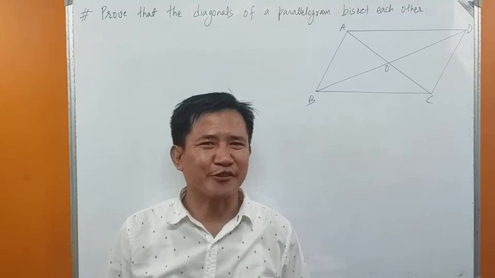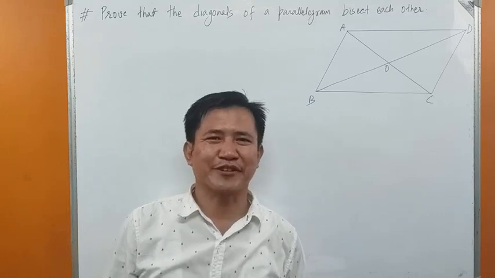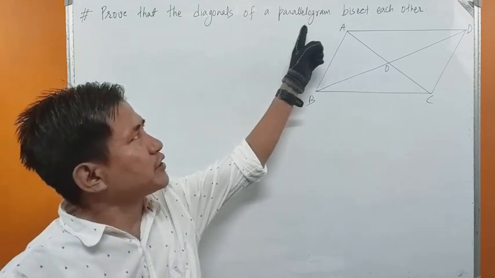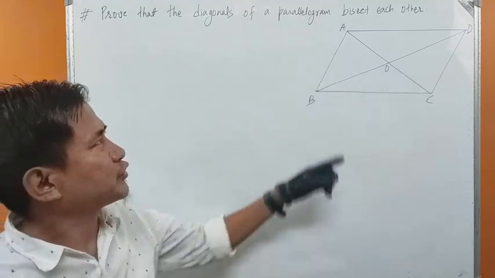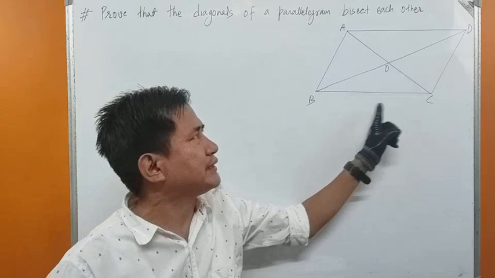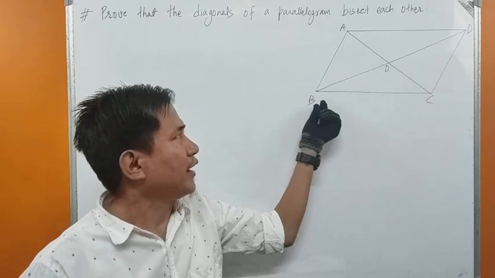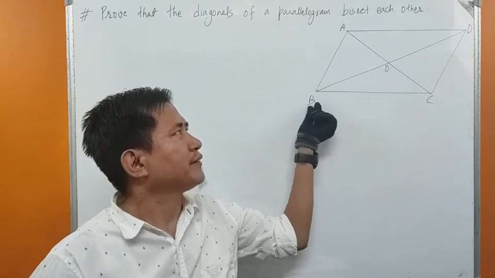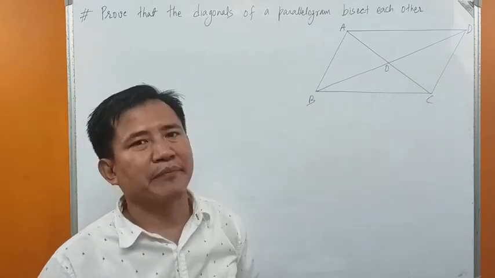So today we'll see the theorem related to diagonals of parallelogram. Okay, so let's begin. This is the question: prove that the diagonals of a parallelogram bisect each other. This is a parallelogram. ABCD is a parallelogram, and BD and AC are two diagonals, isn't it? So we are asked to prove that diagonals BD and AC bisect each other.